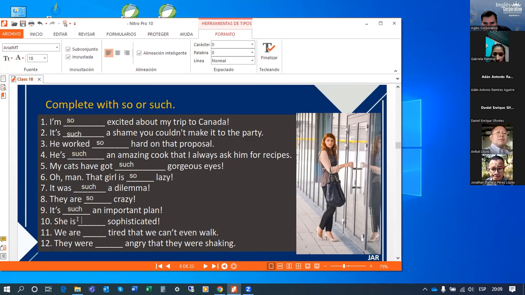It's an important plan. Oh, she is sophisticated. No es dedicación, no es nada personal, dice. Sophisticated. We are such. So tired. Tired and dead. So tired that when can living walk. So tired. They were so angry that they were shaking. They were shaking.